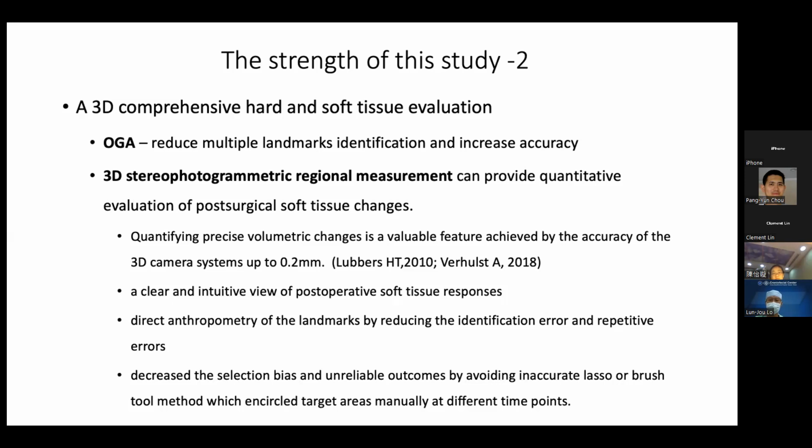And the 3D stereophotogrammetric regional measurement can also provide quantitative evaluation of the post-surgical soft tissue changes. With the 3D camera system, the accuracy is up to 0.2 millimeters, so it will provide us precise volumetric changes. And it is a clear and intuitive view of the post-op soft tissue responses. We can also use direct anthropometry of the landmarks to reduce identification errors and repetitive errors. And we also decrease the selection bias and unreliable outcomes by avoiding the inaccurate lasso or brush tool method, which encircles target areas manually at different time points.